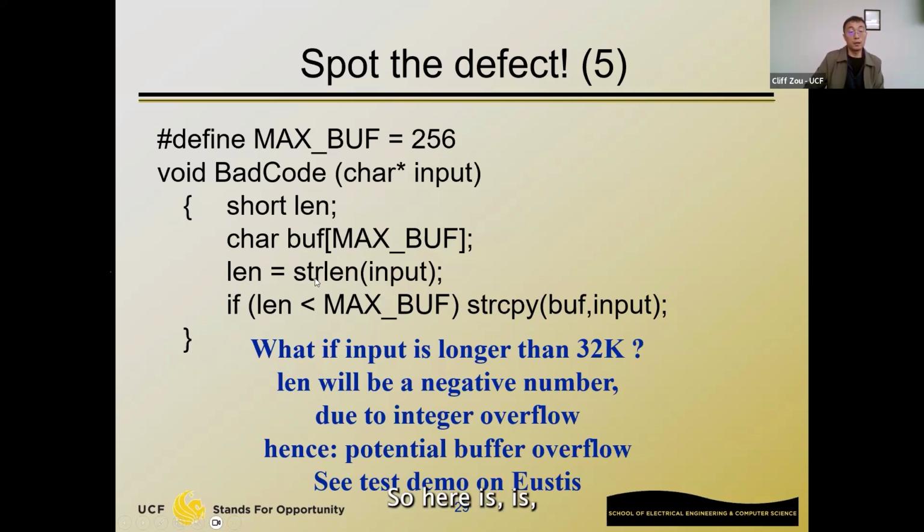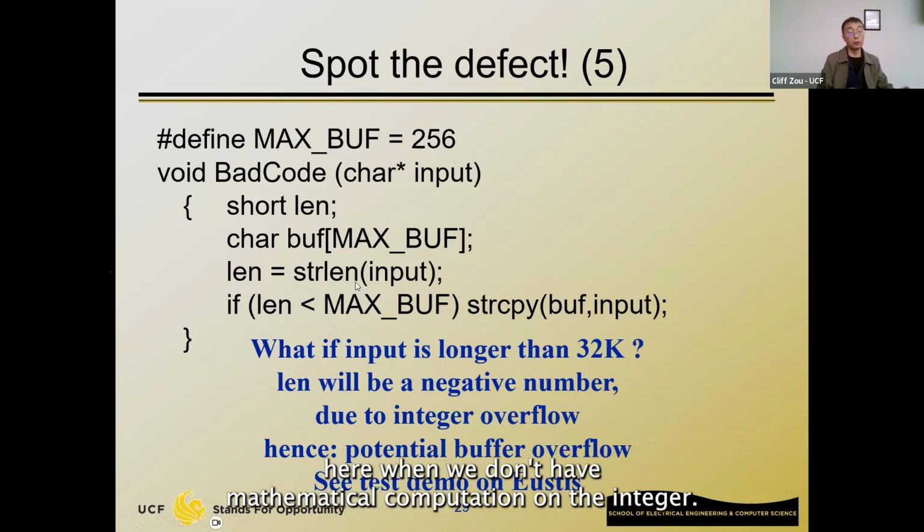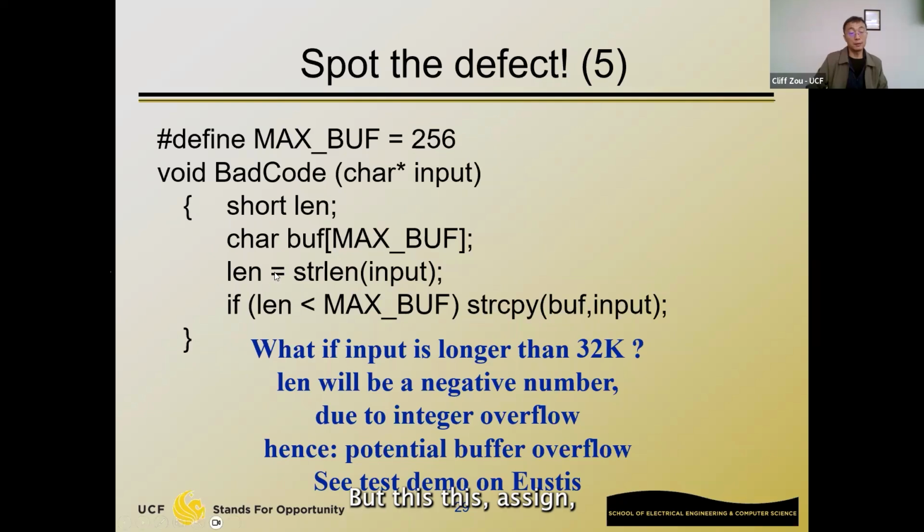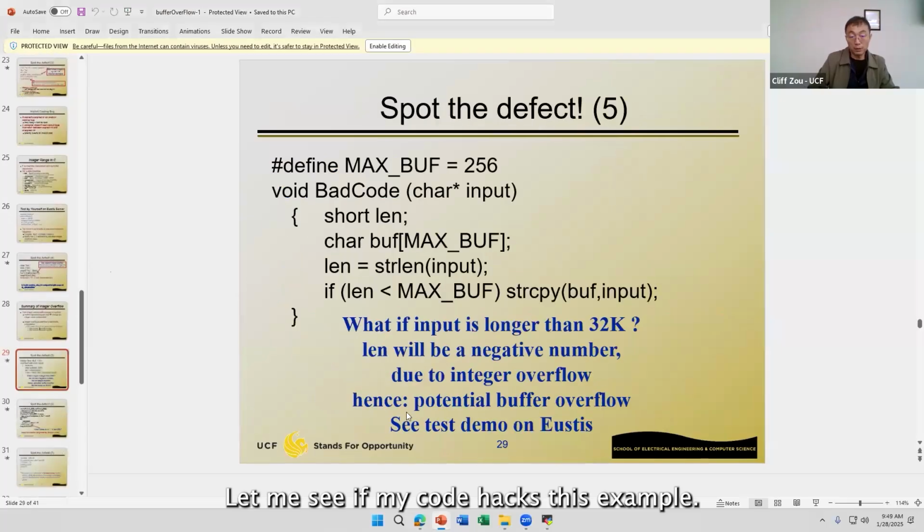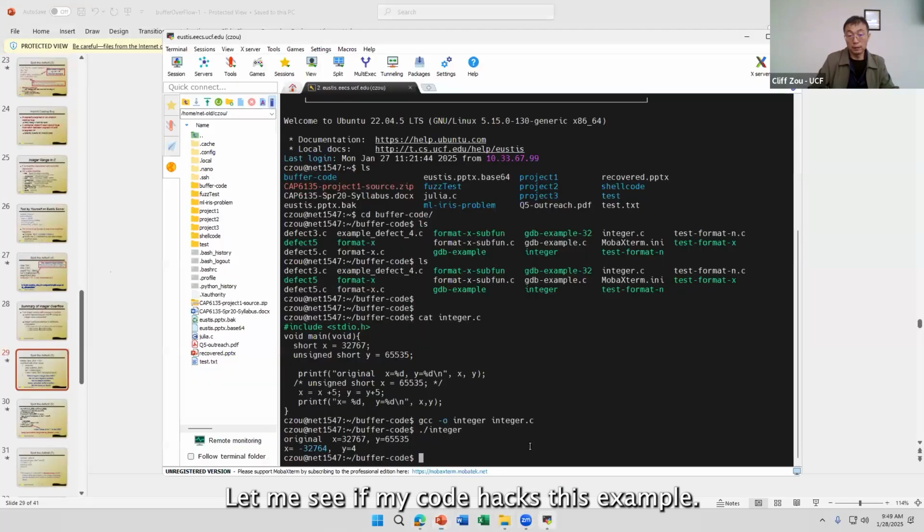So here is not because of the implicit cost reason. It's because of this size limit reason. It's not because of mathematical operation. Here we don't have mathematical computation on the integer, but this assign will overflow the limit, so that will cause the buffer overflow. Let me see if my code has this example.